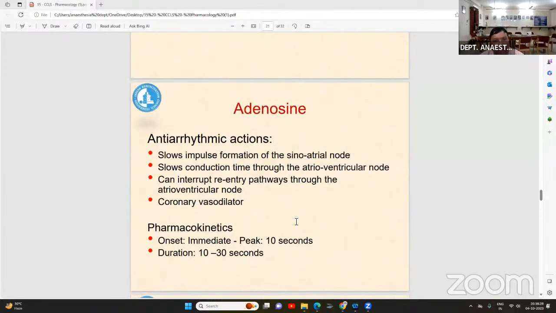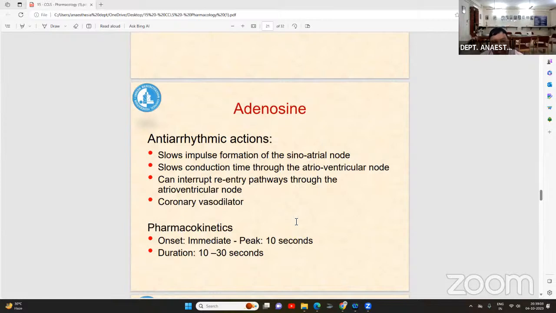And coming to adenosine, its anti-arrhythmic action is mainly used for supraventricular tachycardias. For most supraventricular tachycardias, adenosine is the drug of choice. It slows impulse formation from the sinoatrial node, as discussed yesterday in arrhythmias, and slows conduction time through the AV node. So it can interrupt the re-entry pathways through the atrioventricular node; it can block that circuit.